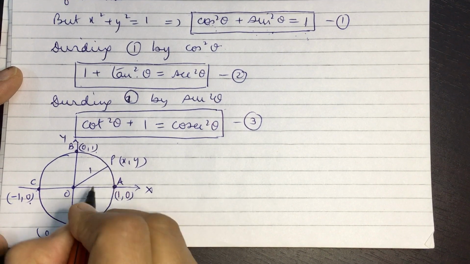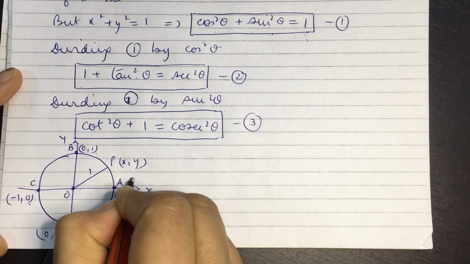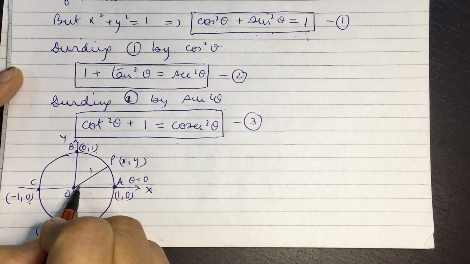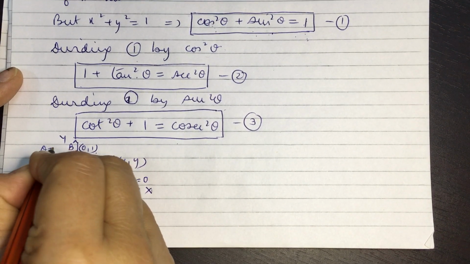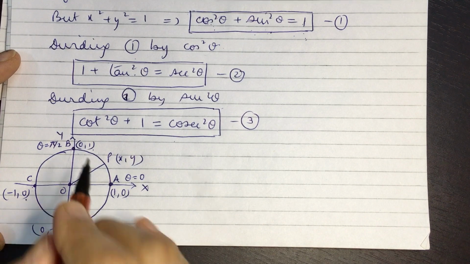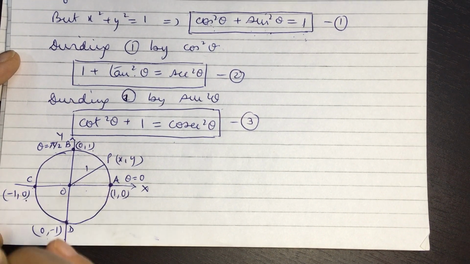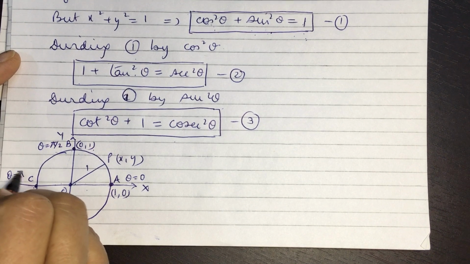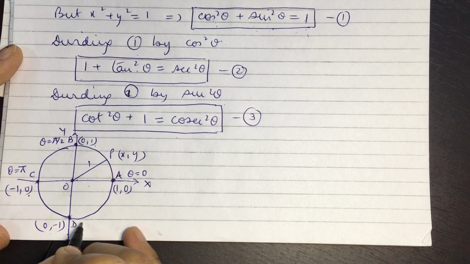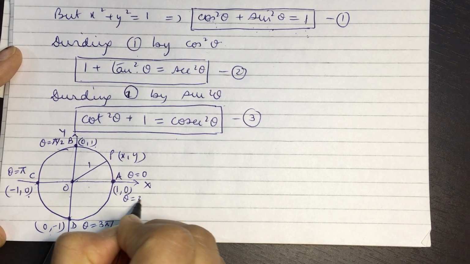At this point A, the angle made with the x axis is 0, so theta equal to 0. At point B, line OB makes an angle of 90 degrees, so theta equal to 90 degrees, which means pi by 2. Here we are dealing with angles in radians. We could write 90 degrees, but we prefer writing pi by 2. At point C, this is 180 degrees, which means theta equal to pi, and at point D it is 270 degrees, which means theta equal to 3 pi by 2, and when you are back to A, you get theta equal to 2 pi.